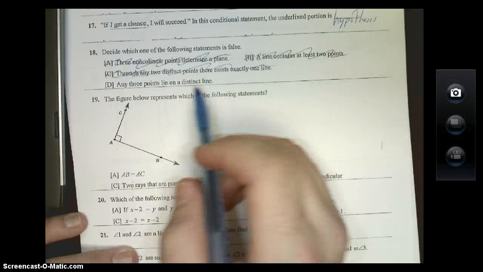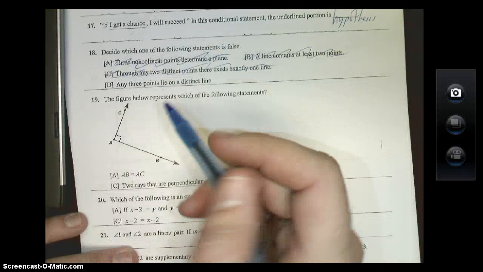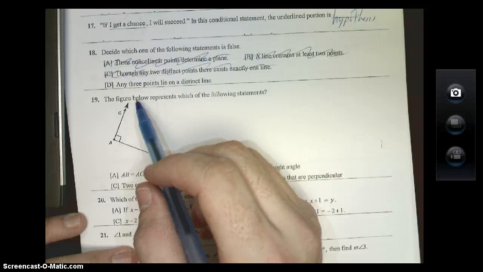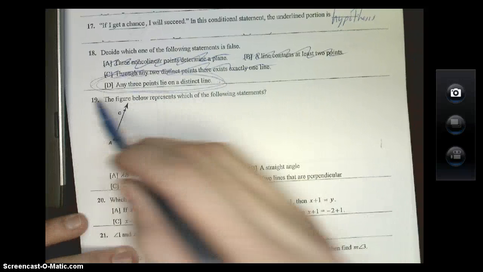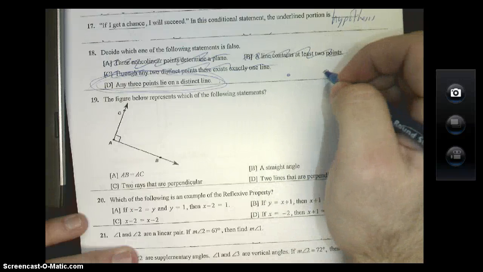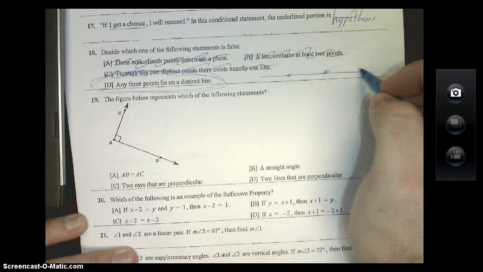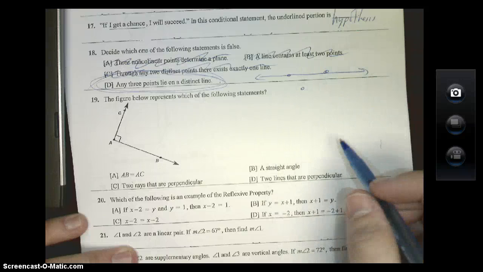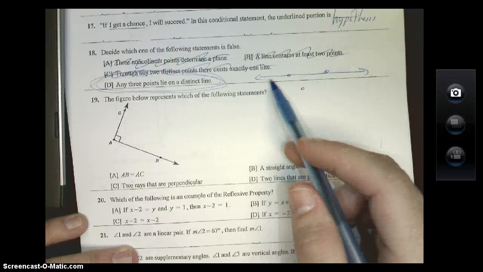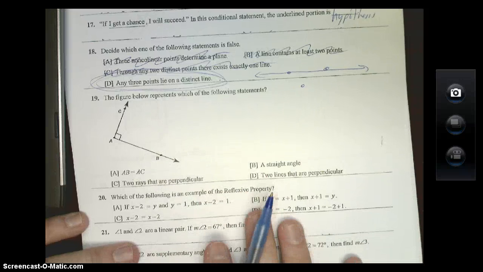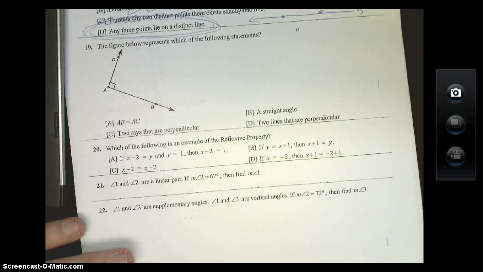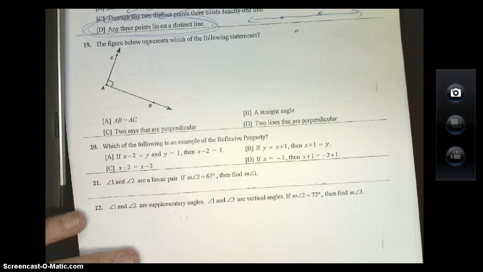Well, I'm up with the last one. Clearly, this is the answer. However, let's look at it. Any 3 points lie in a distinct line. You might be inclined to think maybe that's true, but draw yourself a counterexample. Here's 2 points, right? Well, I'm going to say the third point's right there. I can't draw a line that hits all 3 of those points at once without bending it. So there you go. There's your answer. That is false.